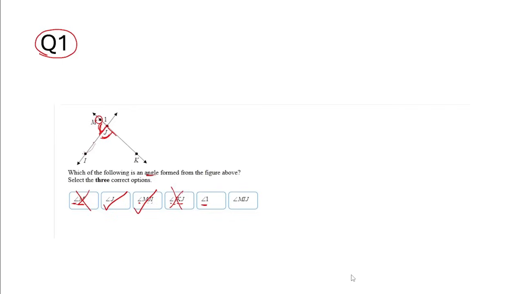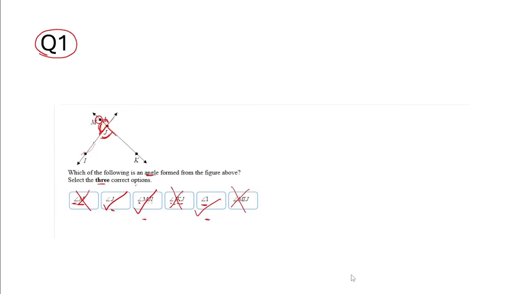Angle 1. Okay, I have angle 1, it's here. It is an end point, 2 rays. That means this one is an angle. This is the correct answer. Angle MIJ. This is not an angle, so this is not the right answer. So the 3 correct options are angle J, angle MJI, and angle 1.